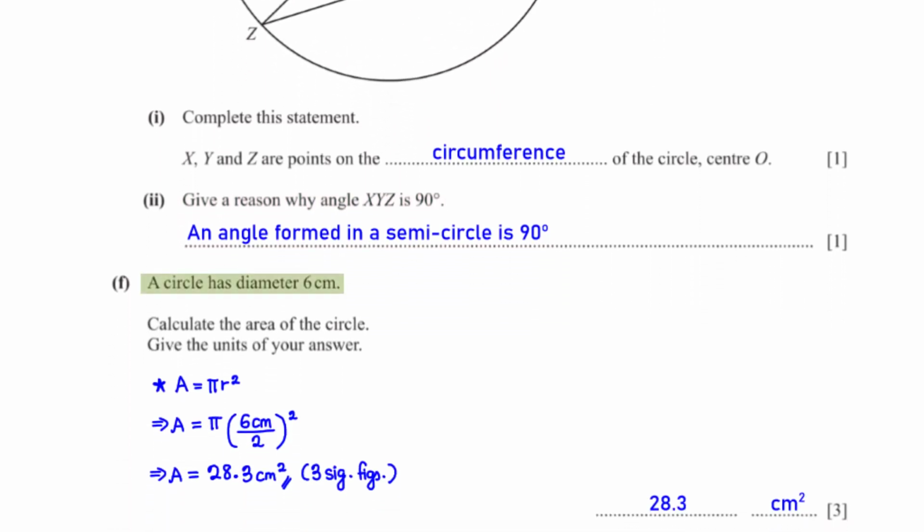A circle has diameter 6 centimeters. Calculate the area of the circle. Give the units of your answer. Here is the formula for the area of a circle. The radius r of the circle is 6 centimeters divided by 2. When we type this into the calculator, we get 28.3 centimeters squared, rounded to 3 significant figures.